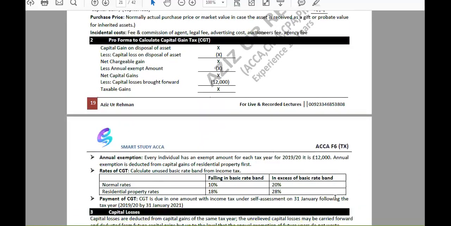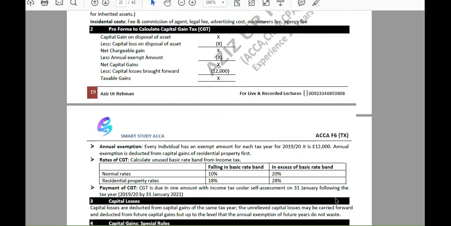Okay, now let's move towards the calculation of capital gain tax. How to calculate the tax? You can see over here. First of all, we will write down the gains of the asset we have sold during the year. So if we have sold different assets during the year, we need to calculate gain or loss at the date of disposal, but we will prepare this pro forma for the whole year. Gain or loss will be calculated at the date of disposal, but tax will be calculated for the whole year. So this pro forma will be made at the end of the year.